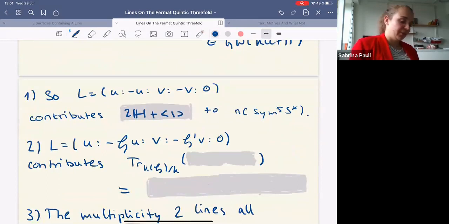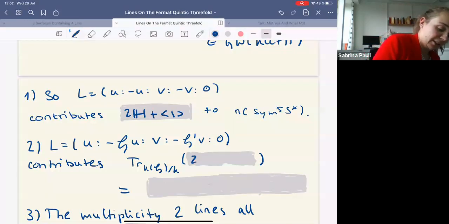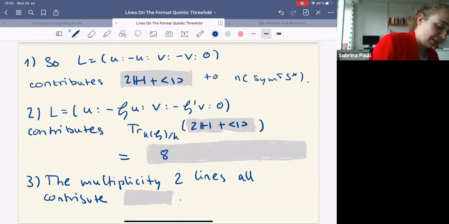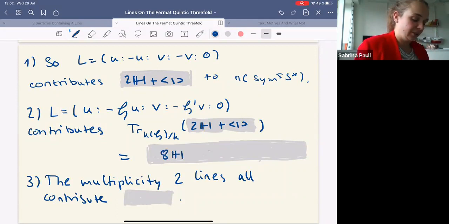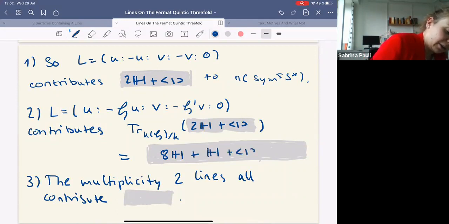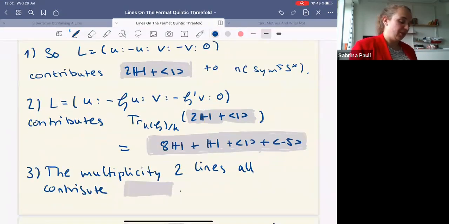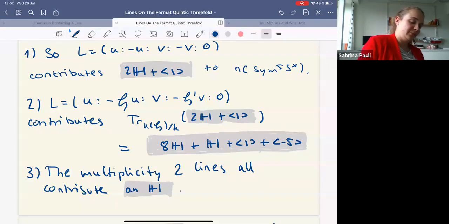Now, I said there could also be 5th roots of unity, where it's a little more complicated because they're not necessarily defined over a base field k. So I have to take the trace of 2h plus 1. And this I computed to be, well, the 2h turns into 8h because this is a field extension of degree 4, plus this 1 turns into 1h plus a 1 plus a minus 5. And then with a similar computation, you can show that all the multiplicity 2 lines compute just an h.